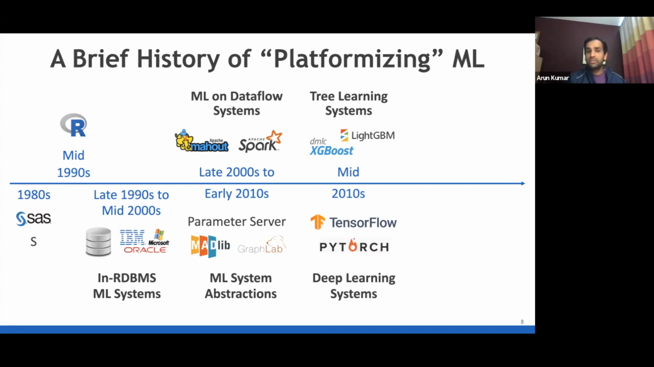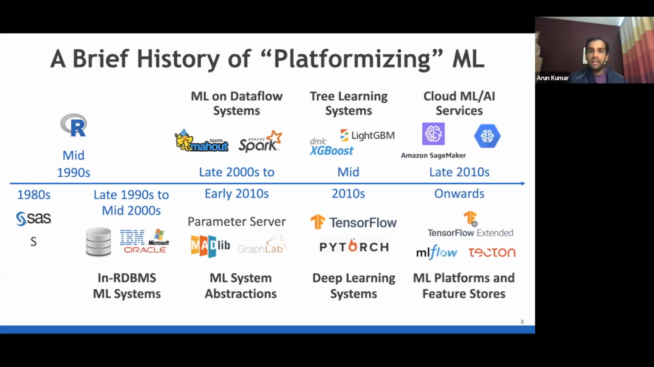And PyTorch and TensorFlow have grown enormously in the last few years, receiving a lot of attention across the entire system stack. And in the last half a decade or so, cloud vendors have started building cloud ML and AI services, ML as a service, and they have different architectures that are cloud native, elastic and scalable. And to better manage the end-to-end lifecycle, ML platforms and feature stores have also evolved. TensorFlow Extended or TFX is one, MLflow from Databricks, and Tecton another. These are examples of data systems for managing the end-to-end ML lifecycle.